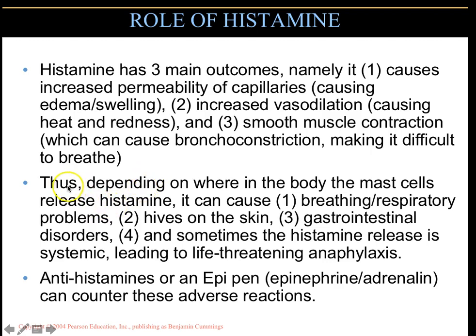Now, it says, depending on where in the body the mast cell releases histamine, it can cause breathing or respiratory problems, hives on the skin, gastrointestinal symptoms, diarrhea, vomiting, and sometimes the histamine release is systemic, which can lead to life-threatening anaphylaxis. Just envision this. You have suddenly all of the mast cells in your body be triggered by peanut ingestion to release the histamine at the same time.